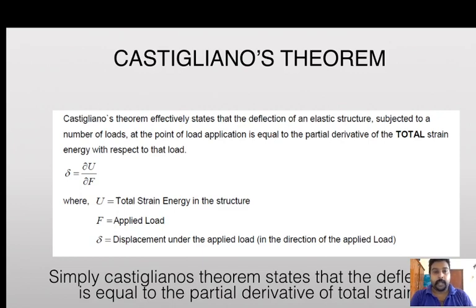If we look at the equation, the deflection delta equals ∂U/∂F. U is the total strain energy in the structure, F is the applied load, and delta is the displacement under the applied load.